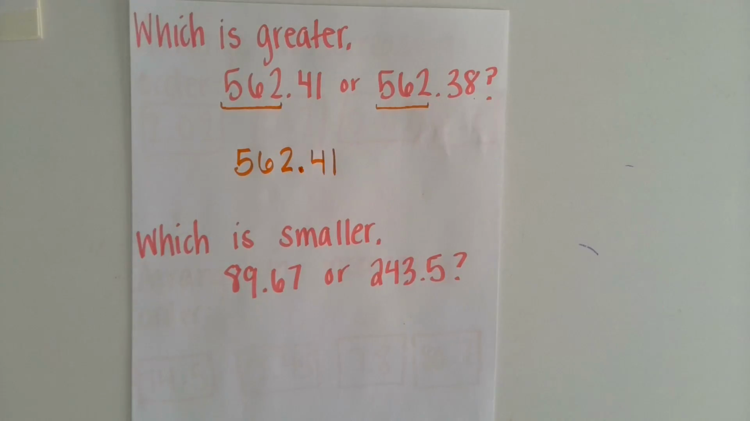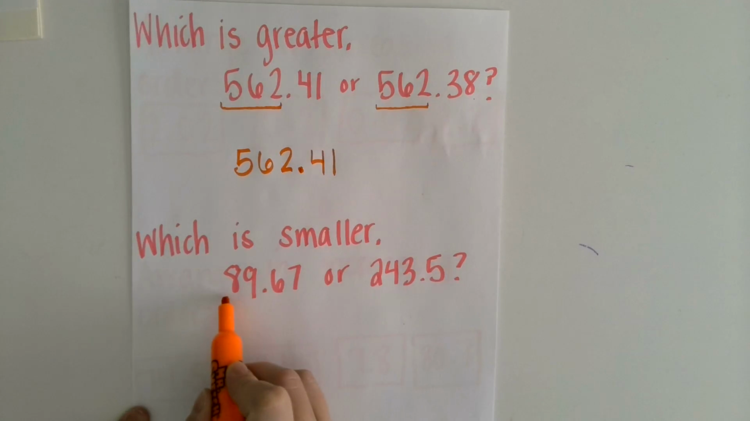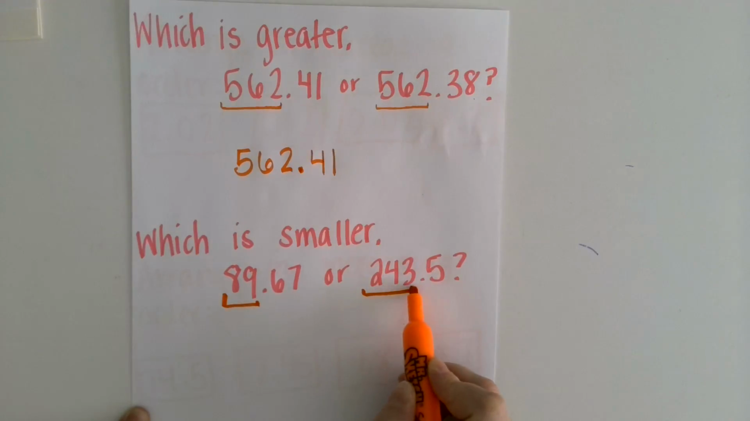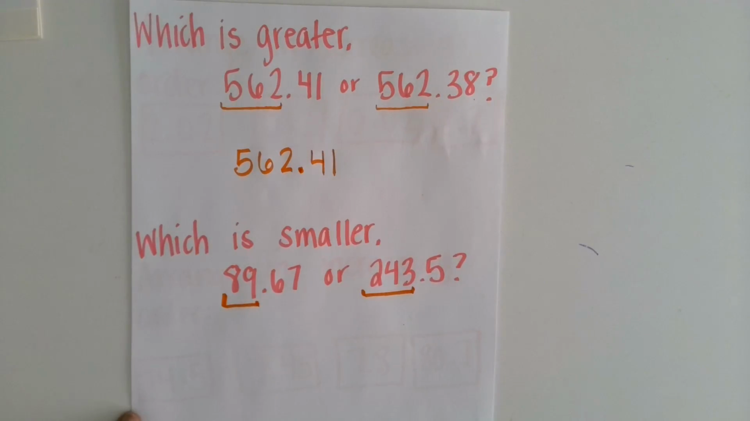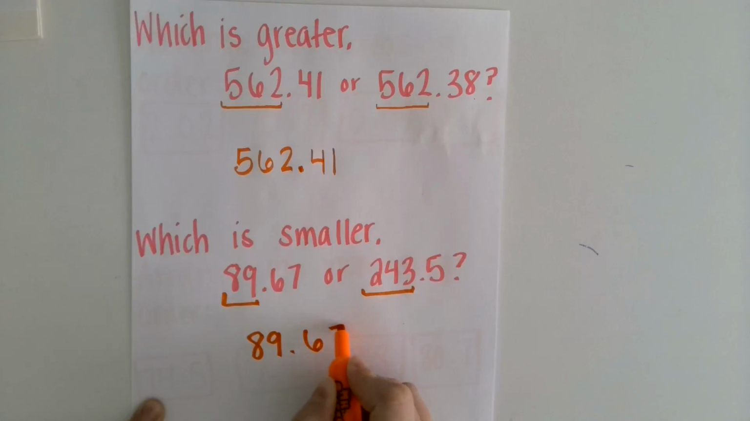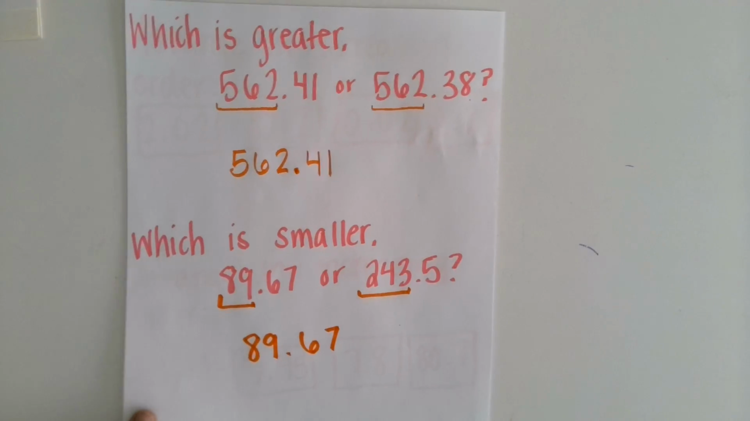Okay, so hopefully you have an answer. Let's see if you're right. Here, I have 89 before the decimal point. Here I have 243 before the decimal point. So I don't need to go any further because those are very different numbers. I just need to figure out which is smaller. 89 is definitely smaller than 243. So 89.67 is my smaller decimal.